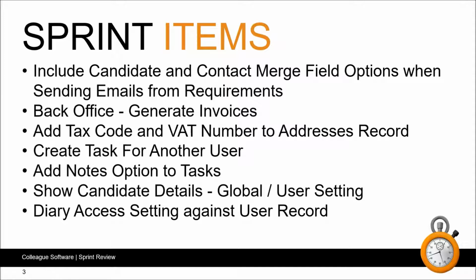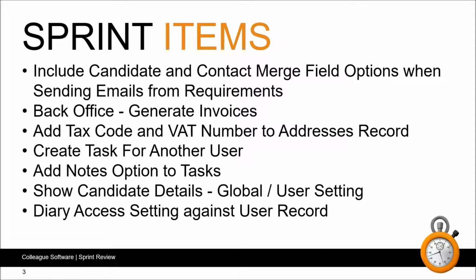Previously, when creating emails on requirements for generic emails and rejection emails, the merge codes which were available were purely from the requirement. This has now been updated to include candidate and contact information, and this includes an update to the templates area with a new scope for requirement candidates. I'll give a demo on this shortly.